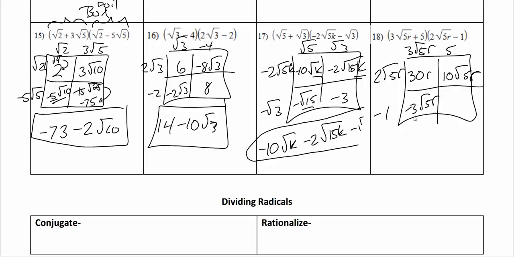And then this one here is going to be a negative 5, right? So now, can I combine those? No, I can't, because one's an r, one's not. So it's just 30r minus 5. And then can I combine the 5r here and that 5r? Yeah, I can, because they're the same thing. So negative 3 and 10 make a positive 7 root 5r.